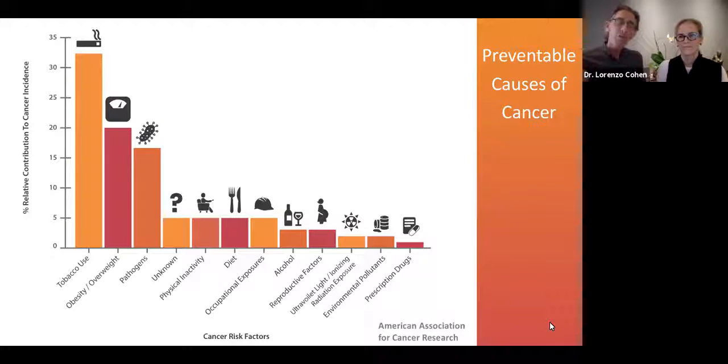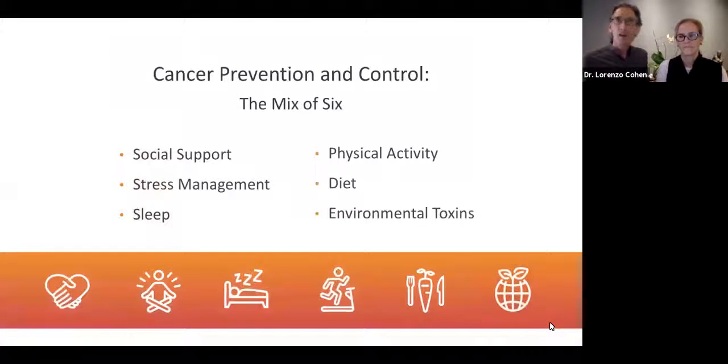So these are all factors that are within our control. And what we're going to go into more depth on today is stress. Stress actually influences a lot of these behaviors and, as you'll hear, has a direct impact on risk factors for cancer. So this is what we call the mix of 6. These are the 6 areas that we've covered in our book. We have highlighted them individually, but it's really important to think of them also collectively: social support, stress management, sleep, physical activity, diet, and exposure to environmental toxins.